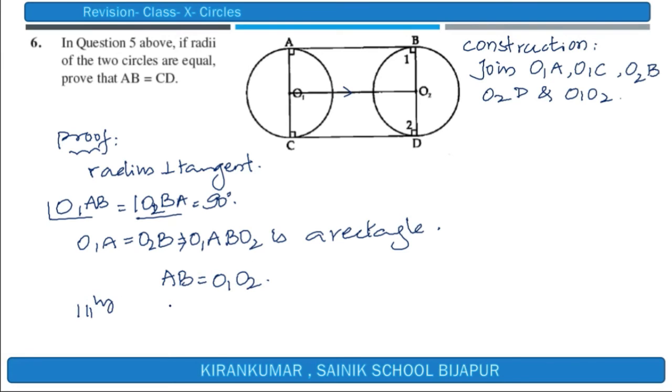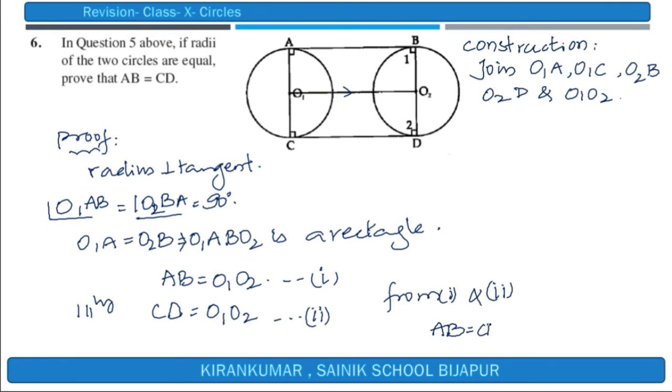Similarly, we can consider the other pair. We will be getting the length of CD equal to O1O2. Let me name this as equation 1. Let this be equation 2. From 1 and 2, we get AB equal to CD. Very simple.